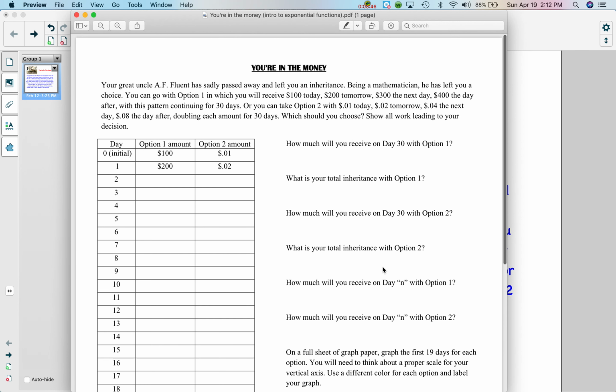So that is your assignment. Please ask me questions if you are not sure about any of these directions. Hopefully I've clarified everything.